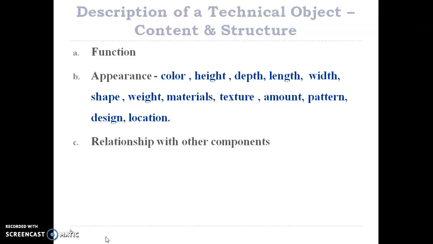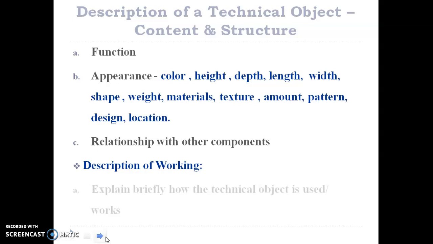Now the last part of this technical description is the description of working. In the description of working, you need to explain briefly how the technical object is used, or how the technical object basically works. Alright, so that's how you can write a description of a technical object with appropriate content and appropriate structure. I hope you will use these guidelines when you will be writing different technical descriptions.